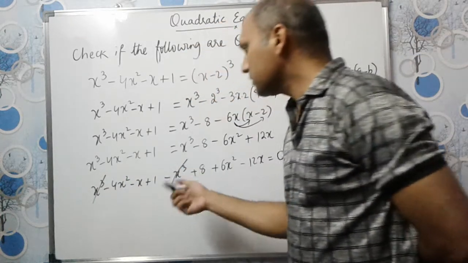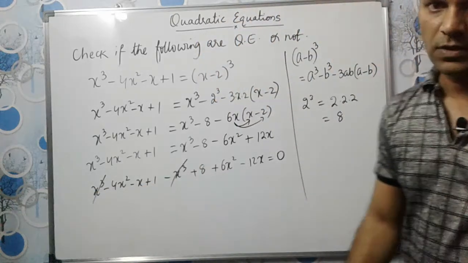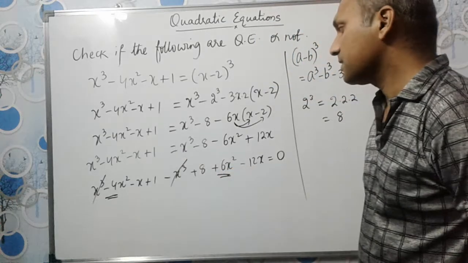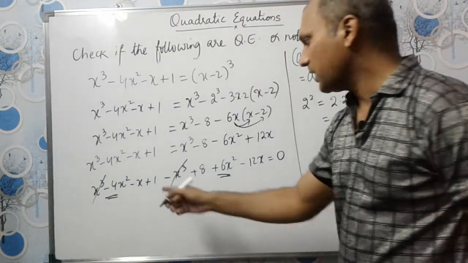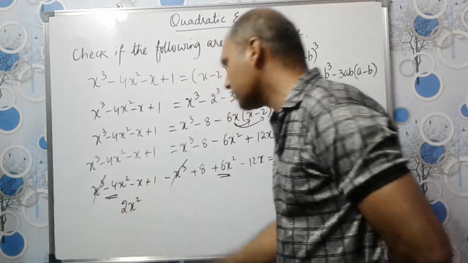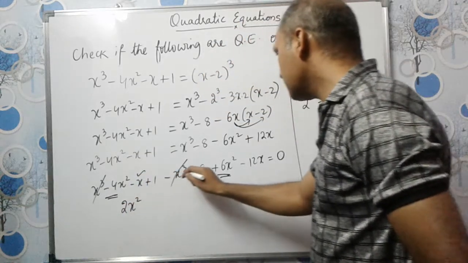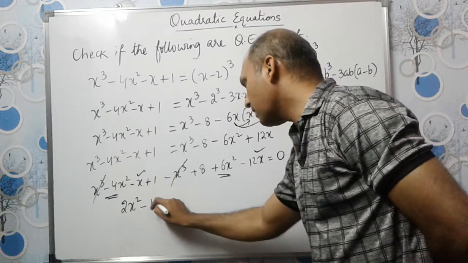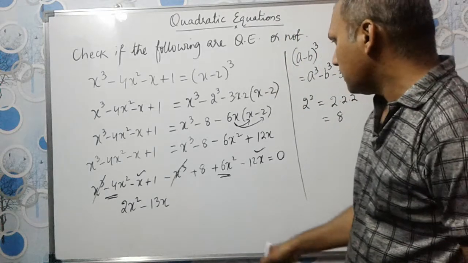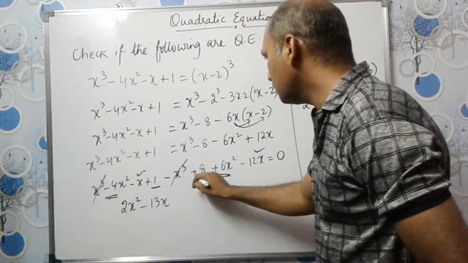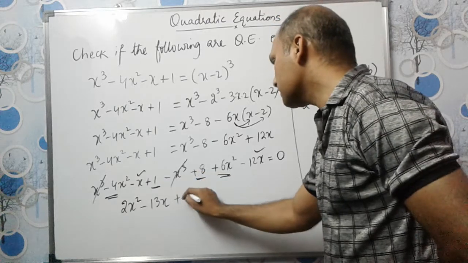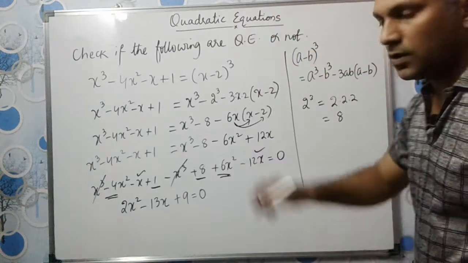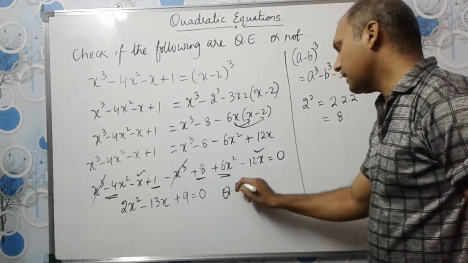X cube 0, because this is plus x cube minus x cube, it will become 0. See, we have minus 4x square plus 6x square. Minus 4 plus 6 is how much? 2. So this will be 2x square. The next term, x term here, minus x minus 12x, minus 13x. Now what do we have? Constant term. 1 and 8 is how much? 9 is equal to 0. Did we write all the terms? Yes. Is it quadratic? Yes, this is a quadratic equation.